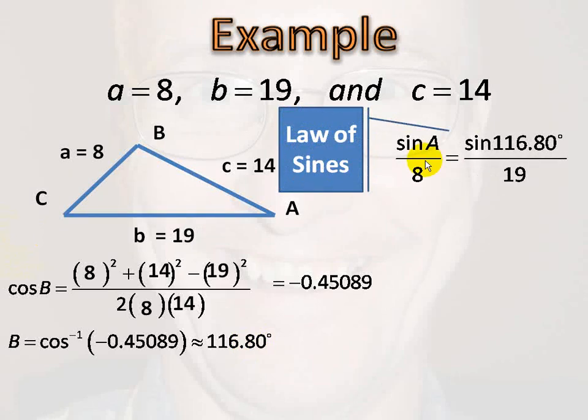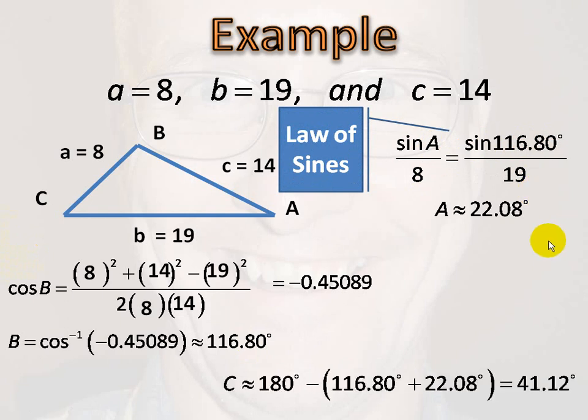We have sine A over 8 equals sine 116.8 over 19. Solving that, we get A is approximately 22.08 degrees. And then, of course, C is 180 minus the sum of the previous two angles, A and B. And we get that C is 41.12 degrees.